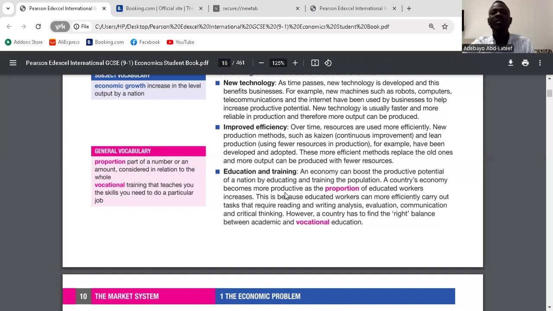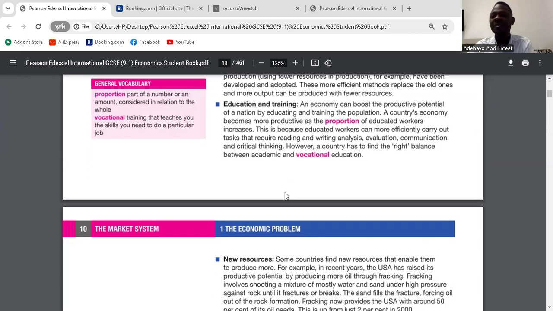Is it clear? Yes. So one of the ways to increase economic growth is to improve efficiency. We find a better way of doing it, like using kaizen, continuous improvement. We continue to improve on our production method until waste stops and quality improves further. Is it clear? Yes.